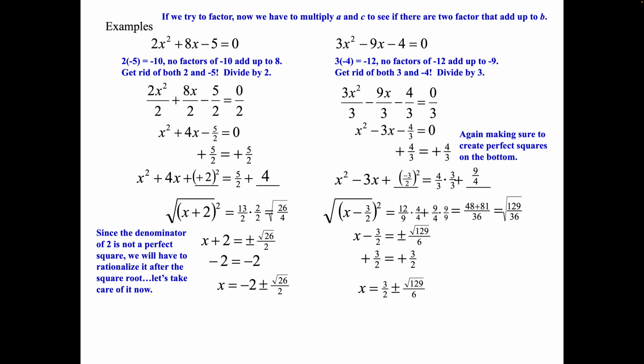There's always a workaround. You gotta love it. There's always a way to complete the square, no matter how ugly numbers they give you. Speaking of ugly numbers, here's the next example. 2x squared plus 5x minus 1.